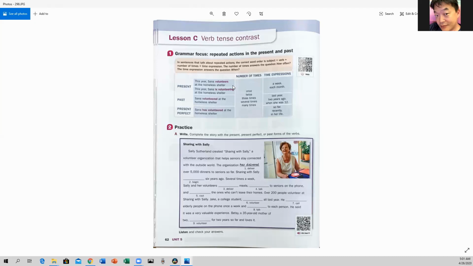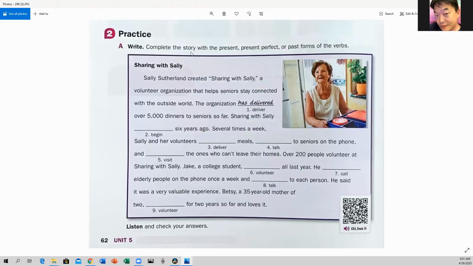Okay, so now let's take a look at exercise 2A. Exercise 2A is asking us to complete the story with the present, present perfect, or past forms of the verbs. So you have the story here, and you have the verb, and then you have to decide if it's simple present, simple past or present perfect. You have to pay attention to the time words and to the context to know which one is the right verb.